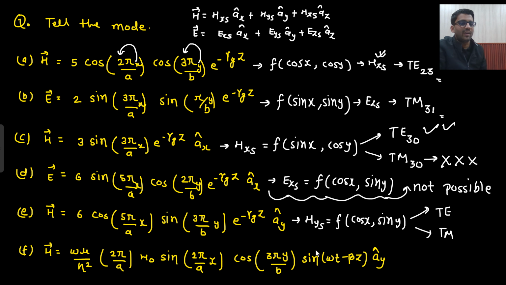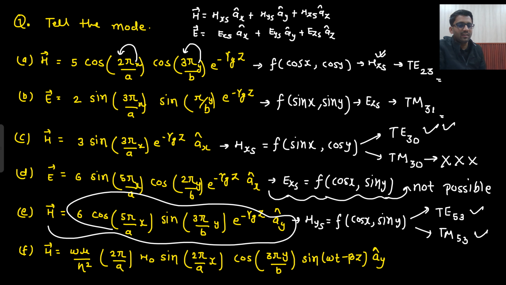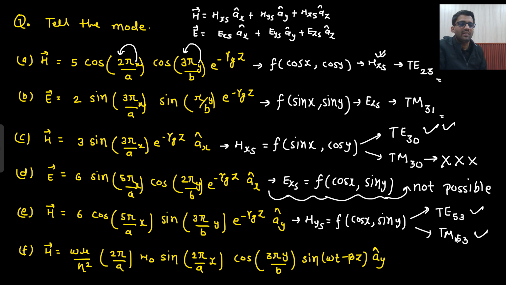But now I will check the value of mn. So here I can see the m value is 5 and n value is 3. And here also I can see that the m value is 5 and n value is 3. How can I say? x is always associated with m and y is always associated with n. So 5, 3. So here both answers are possible. This kind of expression you can get in TE mode as well as TM mode. And the base value will be 5, 3.